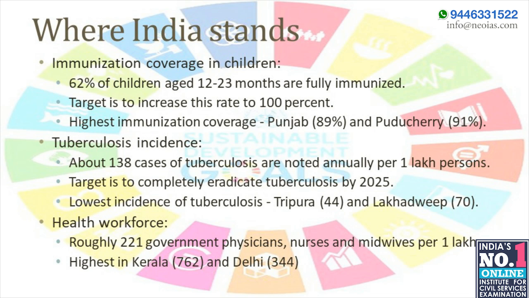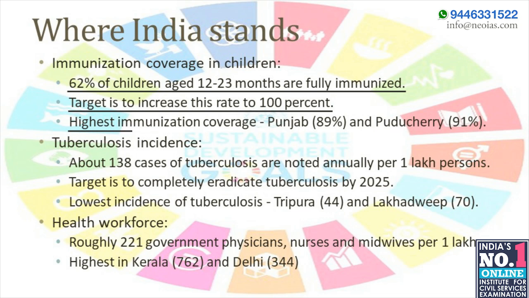Next one is immunization coverage in children. 62% of children aged 12 to 23 months are fully immunized in BCG, measles and 3 doses of prevalent vaccines. The national target is to increase this rate to 100%. No state or UT has achieved this target yet. Highest immunization coverage is observed in Punjab with 89% among the states and Puducherry with 91% among the UTs.